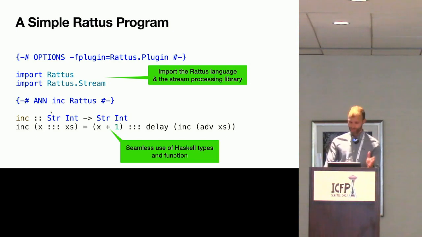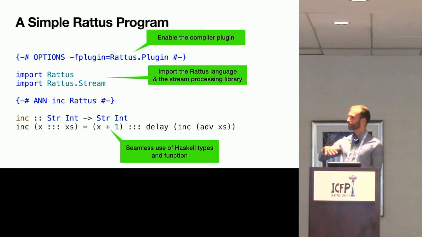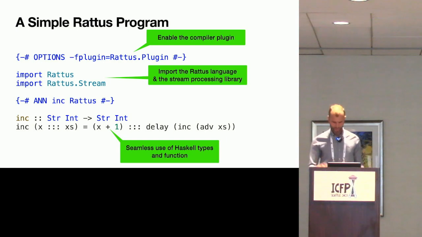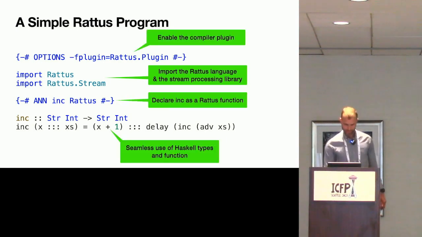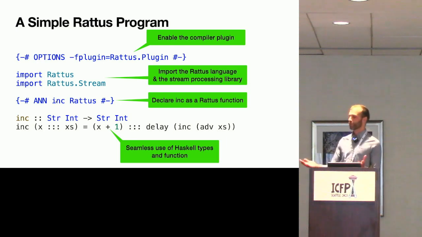But for this to work, we have to say at the top here, okay, we actually want to program in Rattus, so we enable this compiler plugin. And then down here, what we do is we say this inc function should be type checked as a Rattus function rather than just plain Haskell. So that's how you would interact with this system.